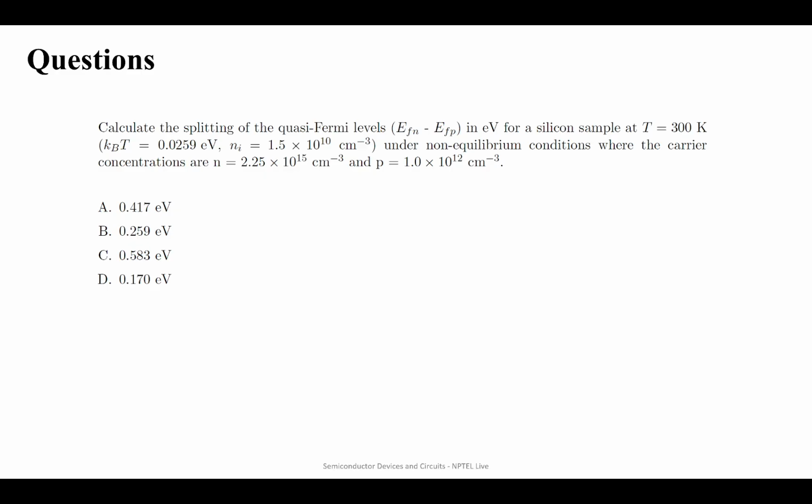Calculate the splitting of the quasi-Fermi levels EFN minus EFP in electron volts for a silicon sample at T equals 300 K. Take kBT equals 0.0259 eV, ni equals 1.1 times 10^10 per centimeter cube, under non-equilibrium conditions where the carrier concentrations are n equals 2.25 times 10^15 per centimeter cube and p equals 1 times 10^12 per centimeter cube.